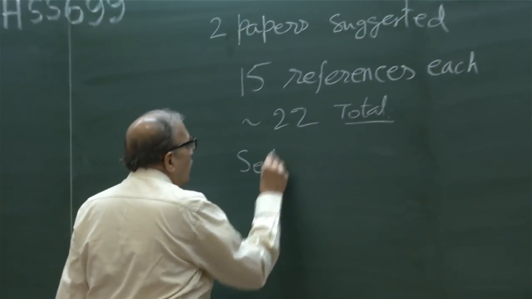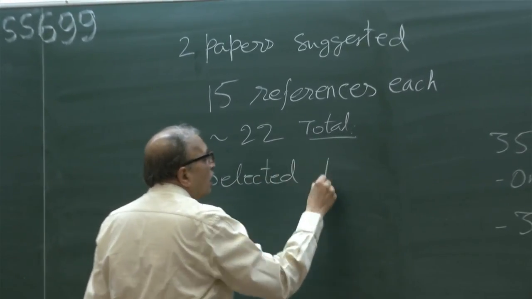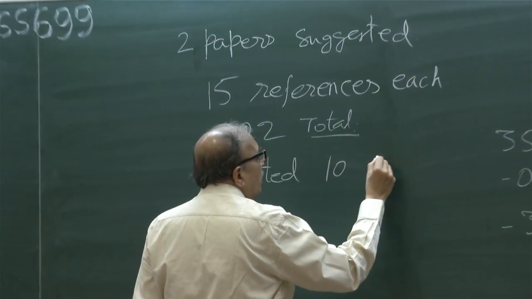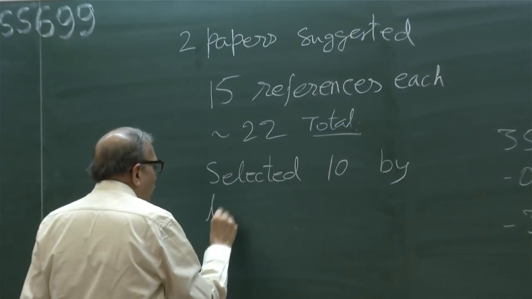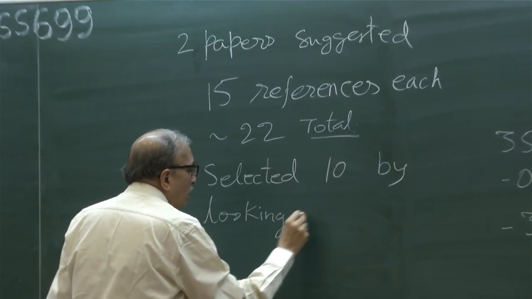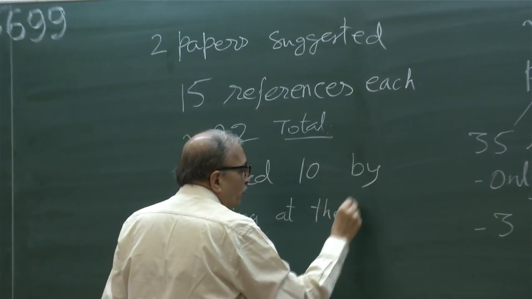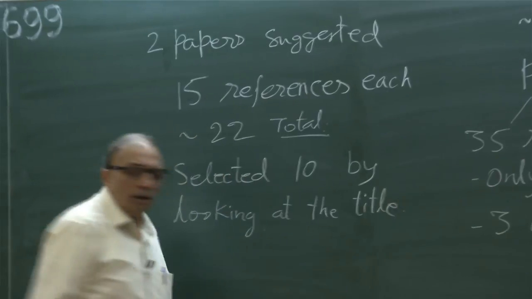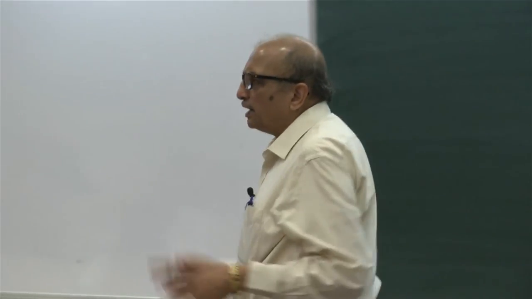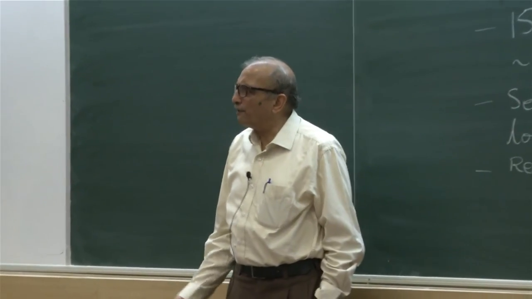So you had a total of 22 references. Now, did you search for all of them? How many papers did you actually look at? You selected 10, more or less looking at the title, deciding that this would become relevant. So these 10 papers, have you studied them or are you still in the process of studying them? You read abstracts and decided that 4 to 5 are not relevant.